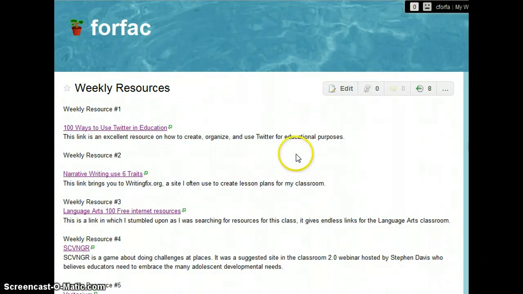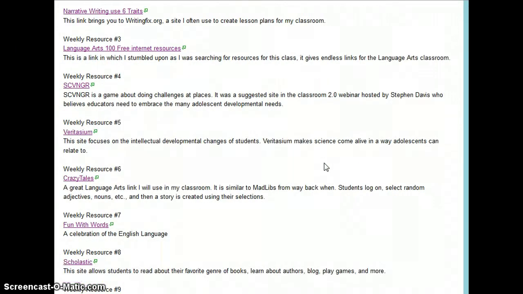This is my weekly resources page. Throughout the semester, we needed to collect and link 10 internet resources. These links meet many of the ISTE NET standards, including number 1, to facilitate and inspire student learning and creativity. Let me scroll through and show you my 10 resources.